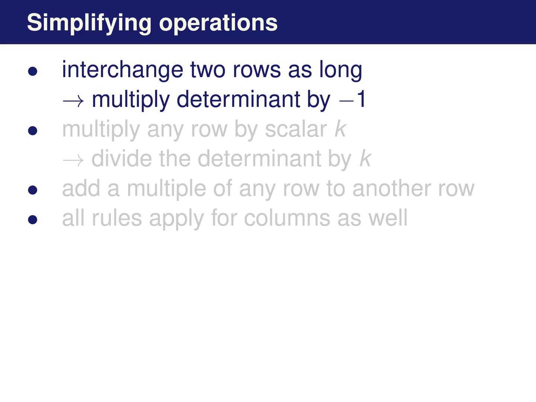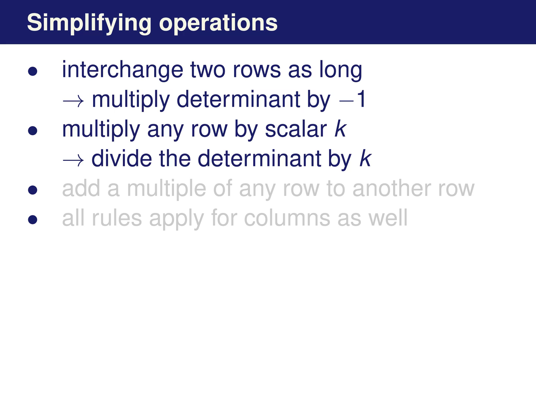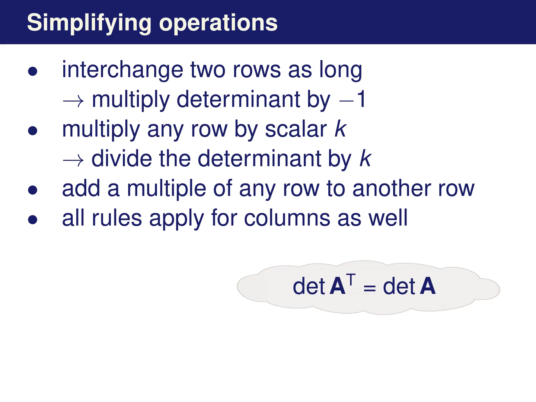These operations also apply to determinants, as long as we follow some additional rules. We can interchange any 2 rows, if we multiply the determinant by minus 1. We can multiply any row by a scalar k, if we divide the determinant by k. Finally, we can add a scalar multiple of any row to any other row. The determinant of a matrix equals the determinant of its transpose. This means that all 3 rules apply for columns as well.